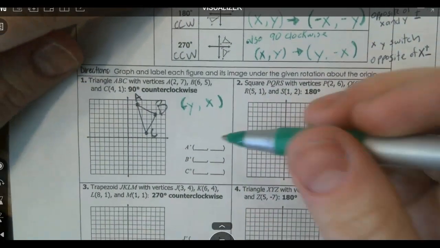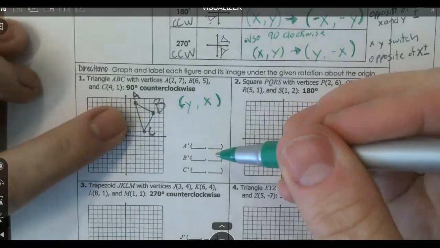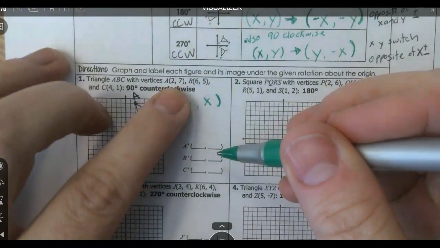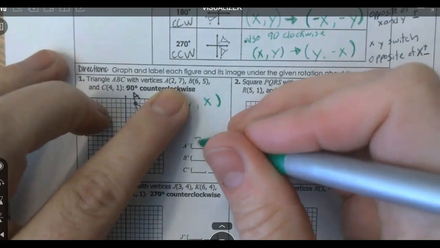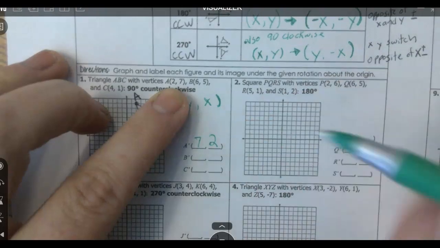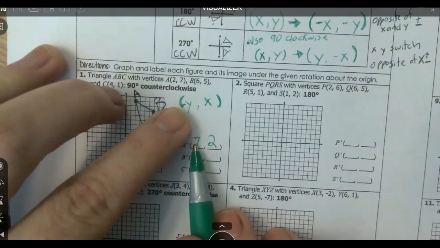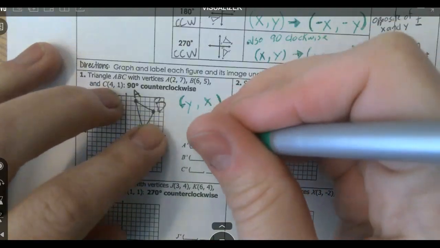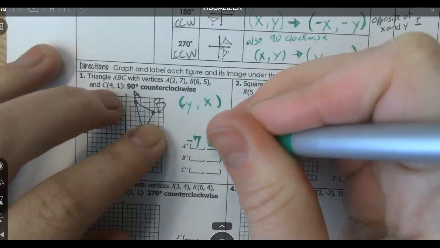So I'm going to go down here to these points right here, and I'm going to say A was at 2, 7. So I'm going to switch the x and y terms. Now I have 7, 2. And this one needs to be the opposite. It was positive, now it is negative. There we go, just like that.